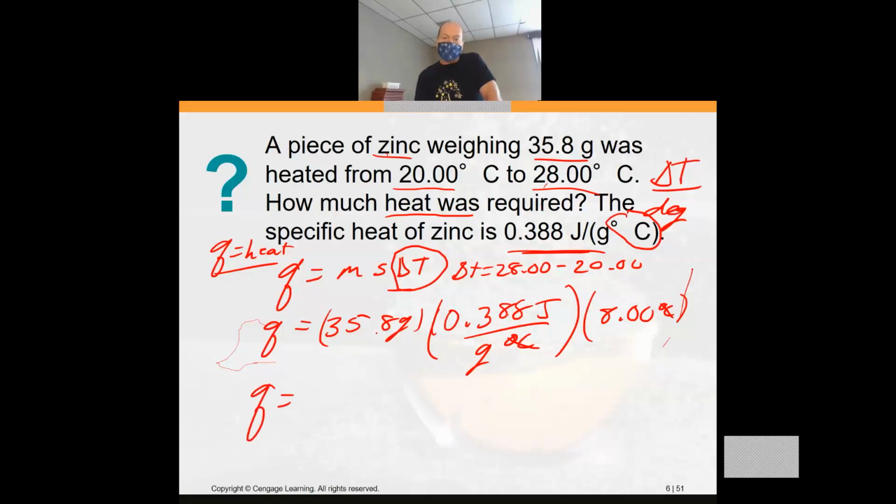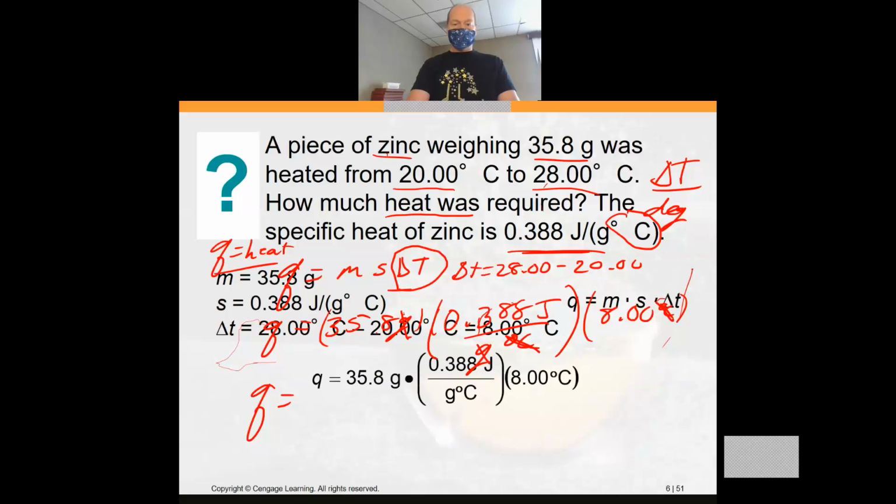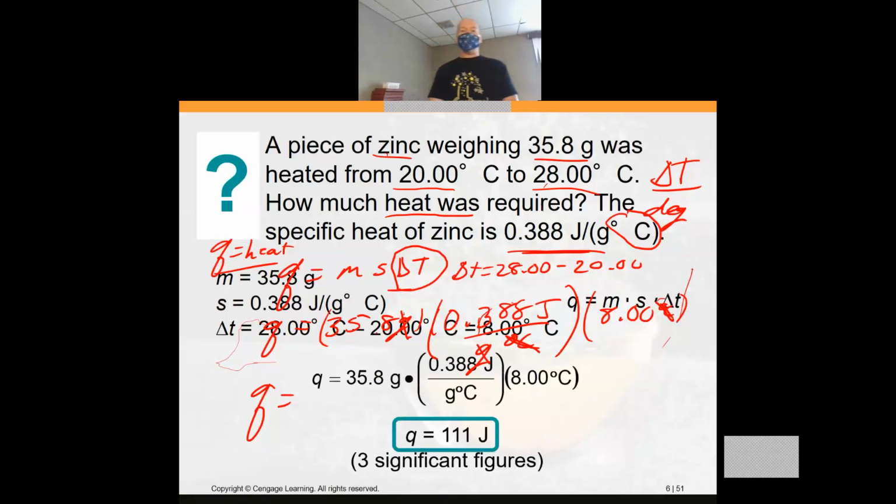And so then you see that the grams are going to cancel. So you make sure your units are right. Grams, yes. Degree change, yes. Again, it doesn't matter if your degree change is Celsius or Kelvin. And then you just multiply those three numbers and you get the heat required to change the temperature of that amount of zinc from 20 to 28. And so that would be, when you push the buttons, 111 joules.